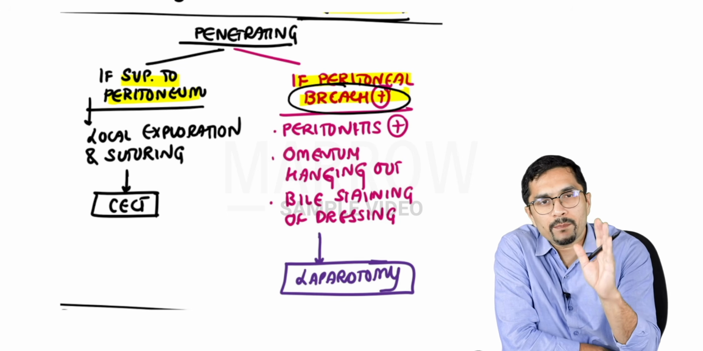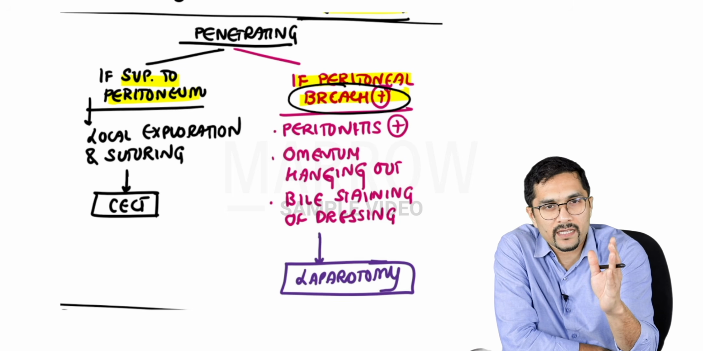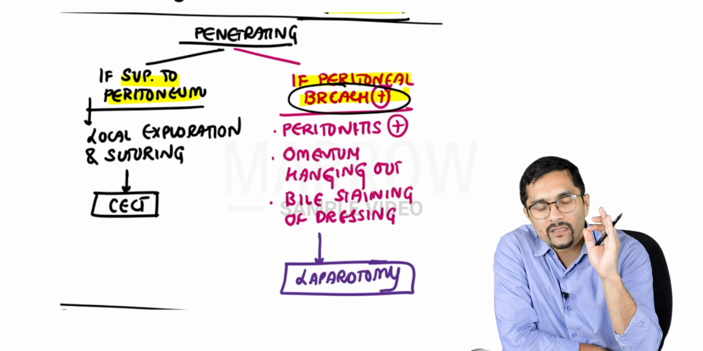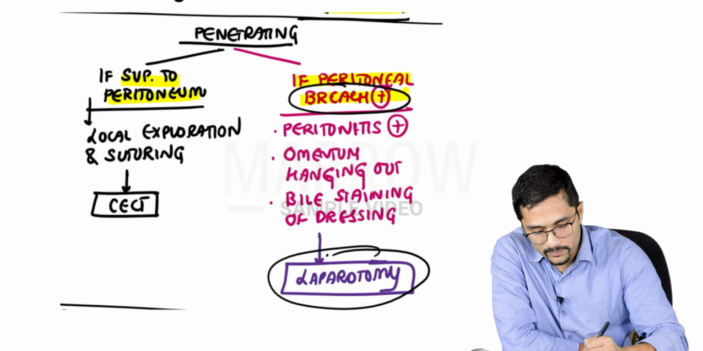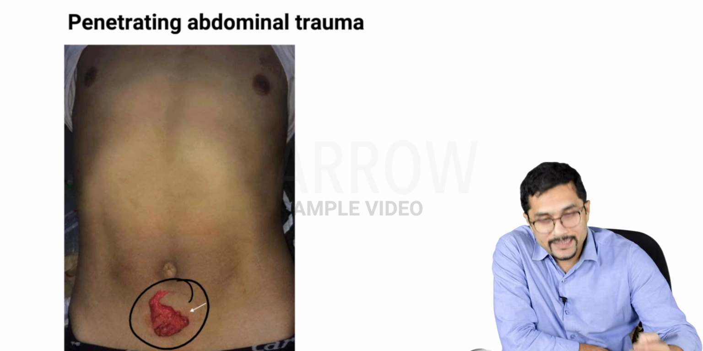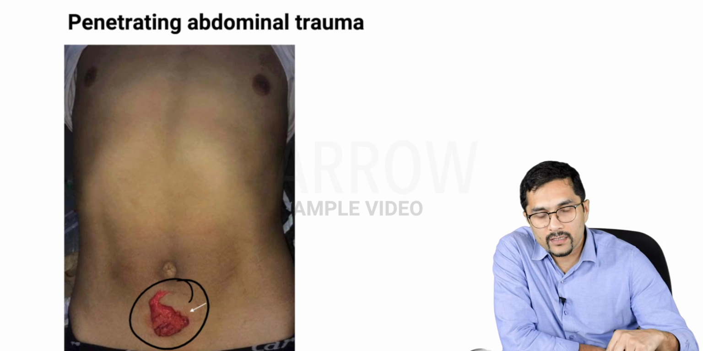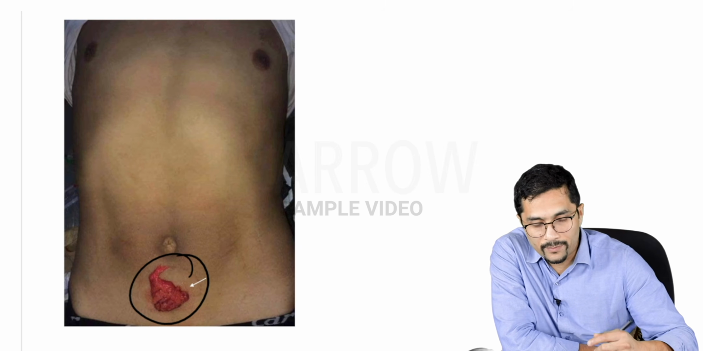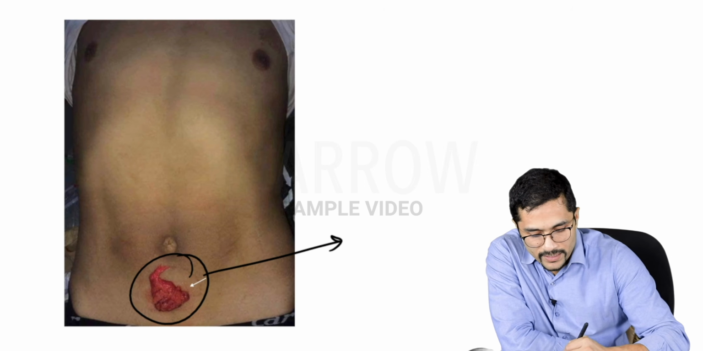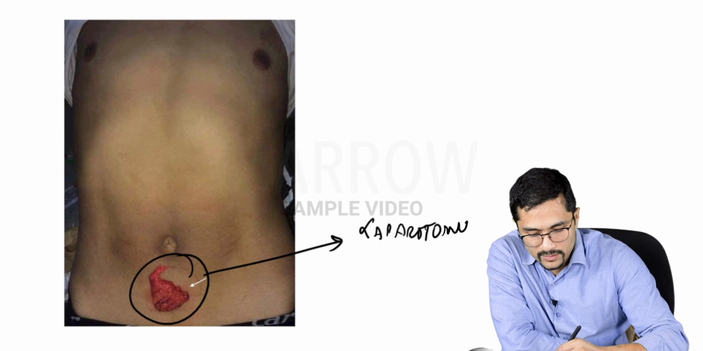If you have a patient where a peritoneal breach is there, even if the patient is stable, the patient lands up with a laparotomy. Like you see, omentum is hanging out here in this young male who had a stab. Even if the patient is stable, we have to carry out a laparotomy or exploration in this patient.